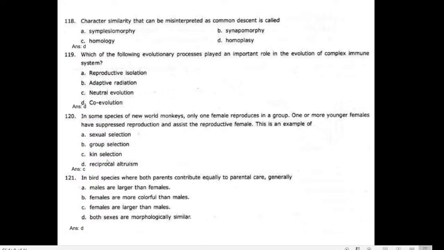Then in bird species where both parents contribute equally to parental care, both sexes are morphologically similar, so they care for each other.